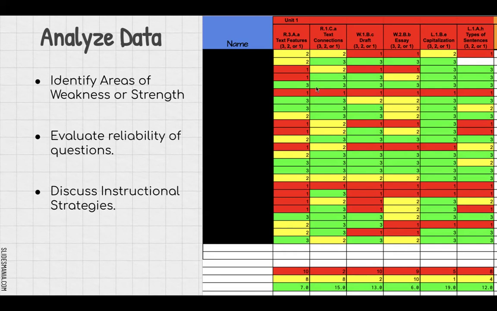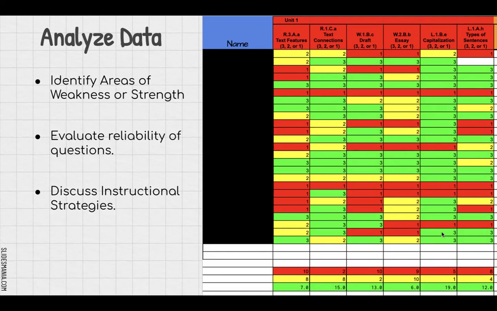But when I look over here at text connections, the teacher knocked this out of the park or the students were just grasping it really quickly. So when we're thinking about this text connections, the students that got yellow or red here, those students might need some small group instruction to help shore up those missing skills that they're having, but the teacher can pretty well move on with that.